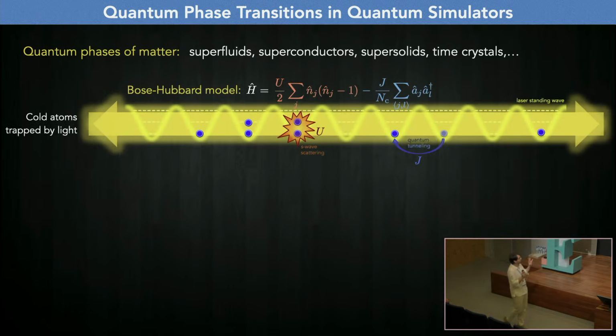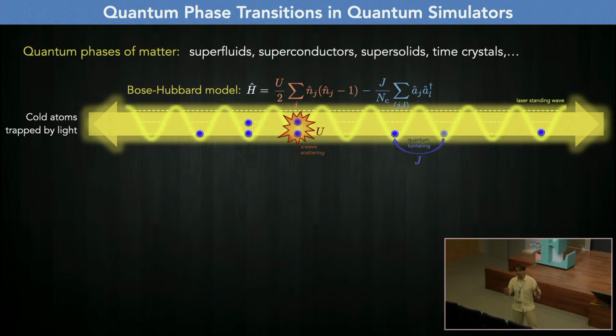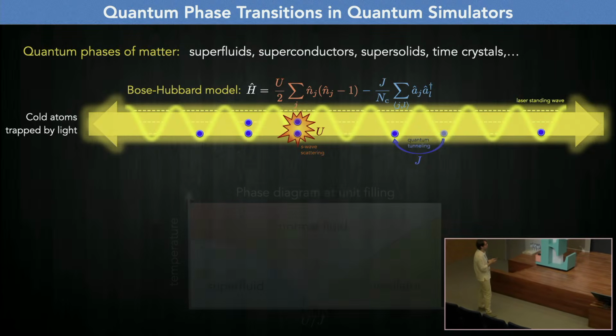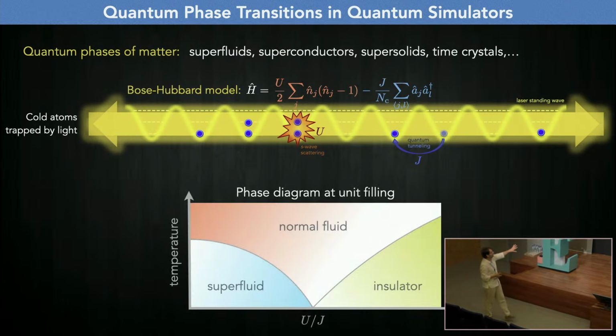But before that, let me show you one model, which is not a surprise, the Bose-Hubbard model, that has a quantum phase transition. Let me show you the phase diagram for this model, just as an example of a quantum system that has this kind of transition. This is the phase diagram of the Bose-Hubbard model at what we call unit filling. This means that on every lattice site, you put one atom, okay? So the density is one atom per site.